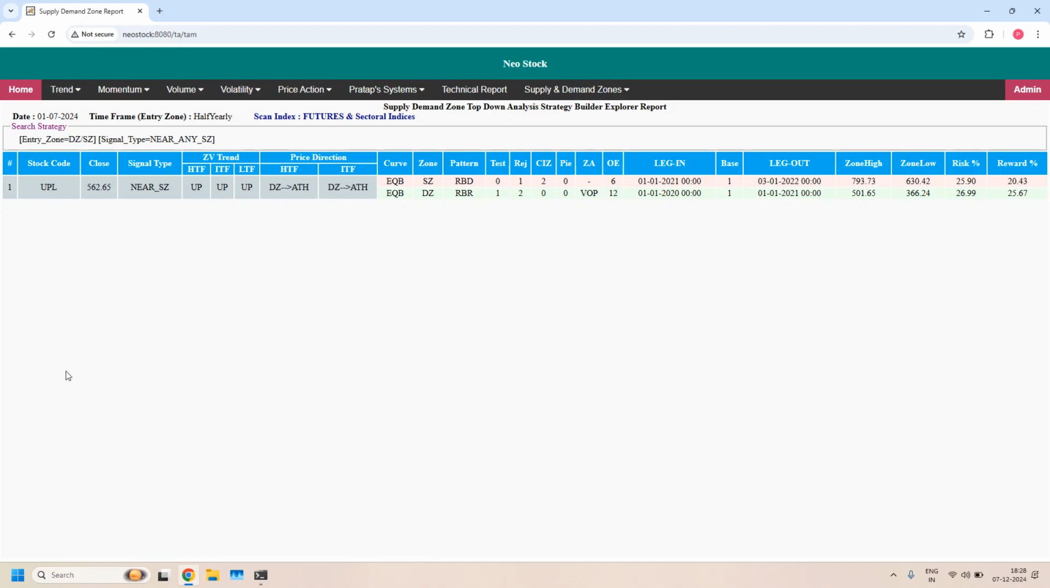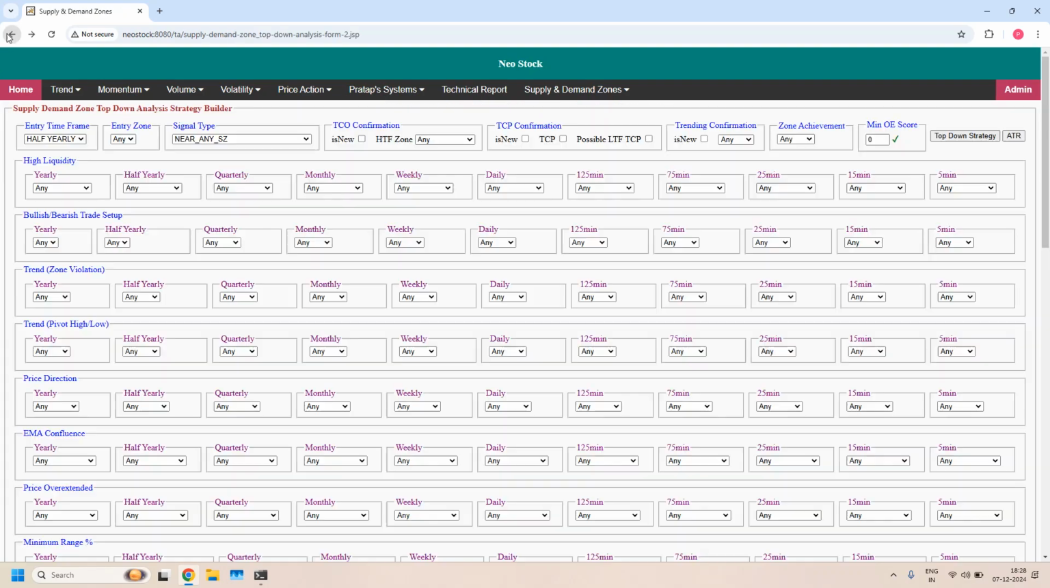In that video, I have explained each and every column, their values, abbreviations, how you can draw the zones in TradingView by taking this leg in and leg out timestamps. All the concepts I have explained in that video. Please refer to it. Okay, the next time frame is quarterly.